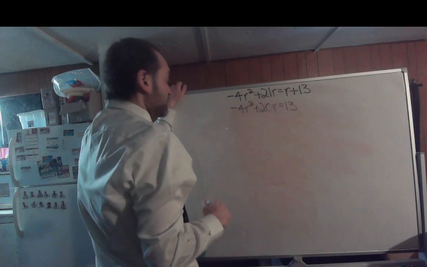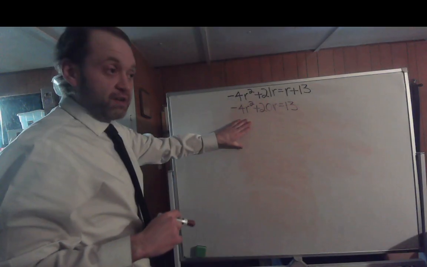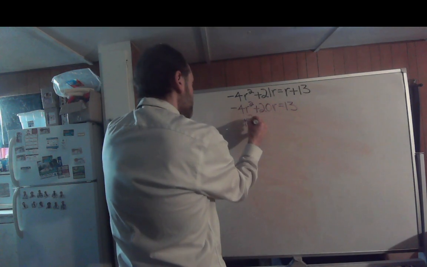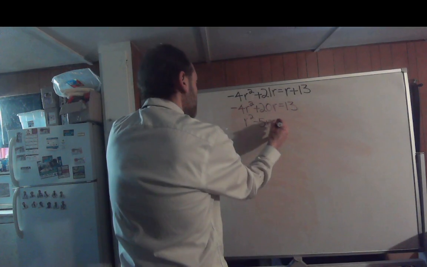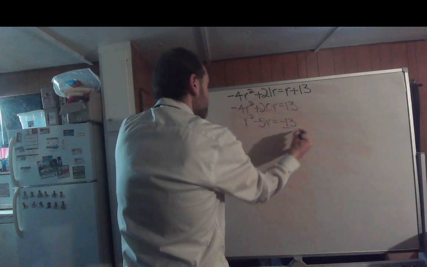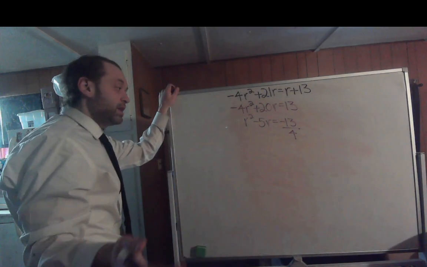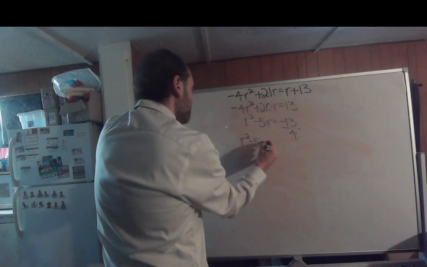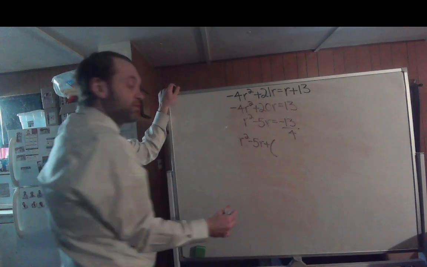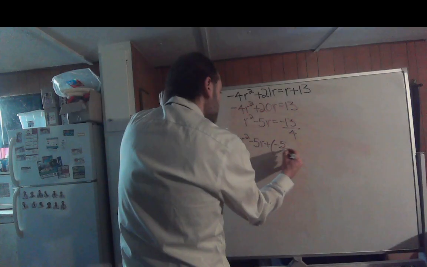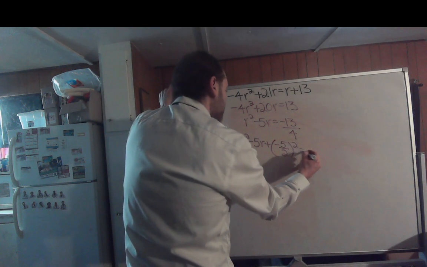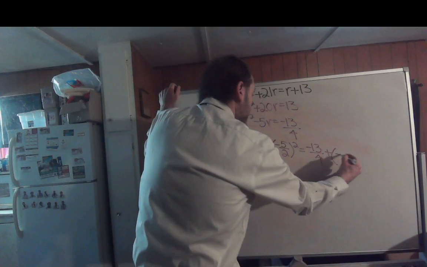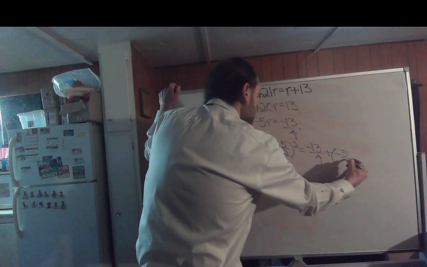Now, the coefficient on your r squared term is negative 4, so that means you have to divide everything by negative 4. So this would give you r squared minus 5r would equal negative 13/4. Now we can complete the square. So this will be r squared minus 5r plus what is half of negative 5? Well, that'd be negative 5 halves raised to the second power would equal negative 13/4 plus that negative 5 halves, all raised to the second power.